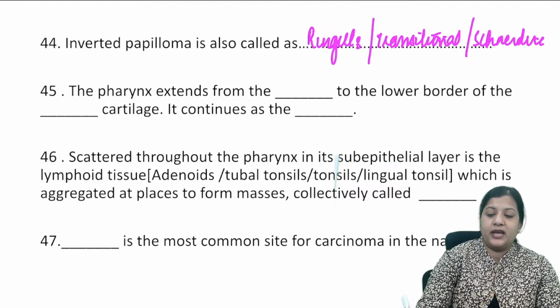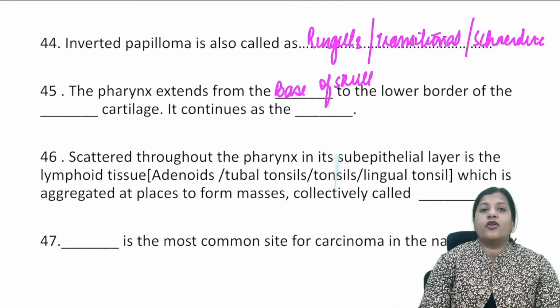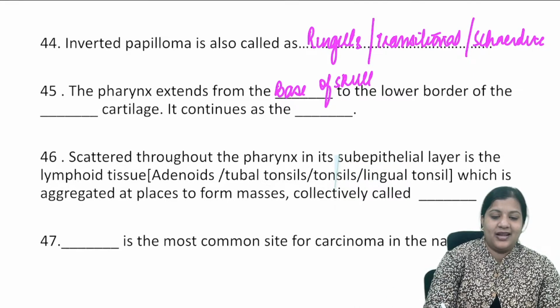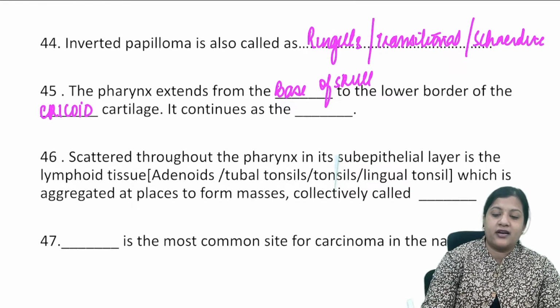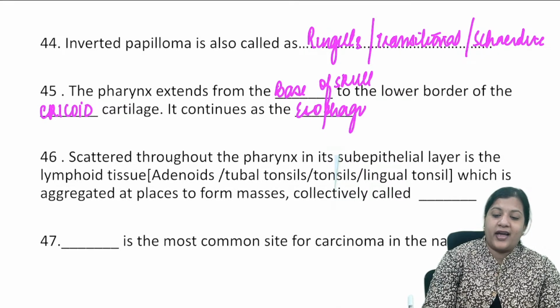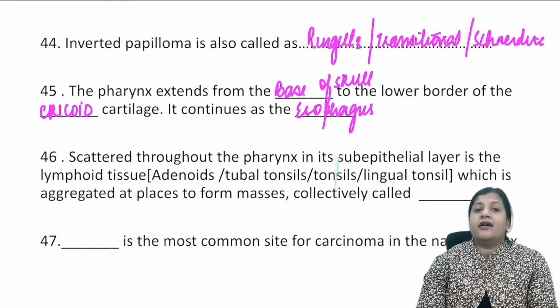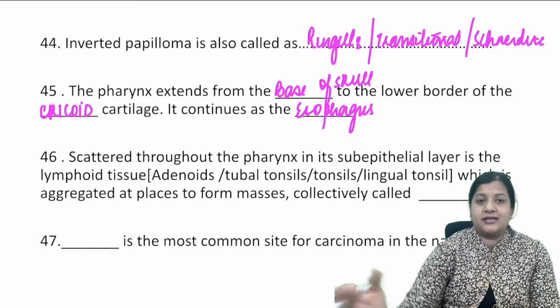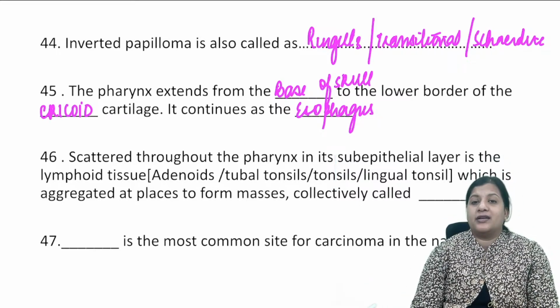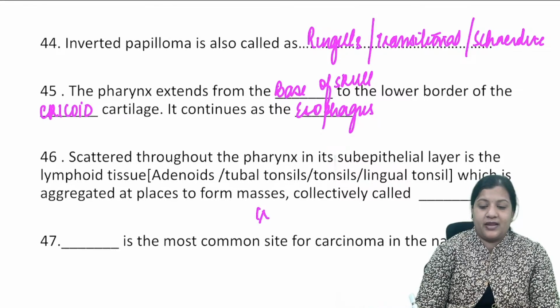So the pharynx extends superiorly from the base of skull, inferiorly up to the lower border of which cartilage? Yes, the cricoid cartilage. The nasopharynx, oropharynx and hypopharynx eventually continue into the esophagus. Very good. Scattered throughout the pharynx in the subepithelial layer we have lymphoid tissue like adenoid, tubal tonsils, lingual tonsils, which aggregate to form masses. What is this ring called? It is called Waldeyer's ring.